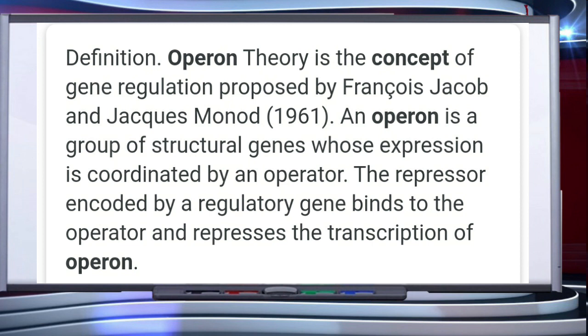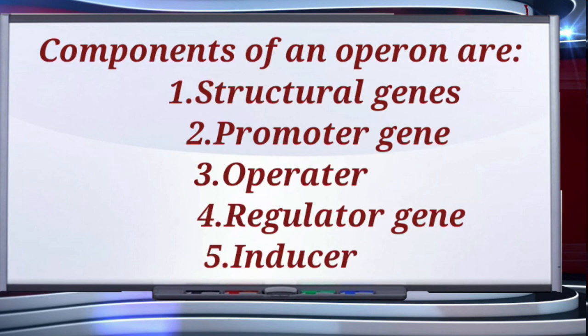A polycistronic structural gene is regulated by a common promoter and regulatory genes. Such arrangement is very common in bacteria and is referred to as an operon. Now first we will talk about the components of an operon and then Lac operon. This slide shows components of an operon.